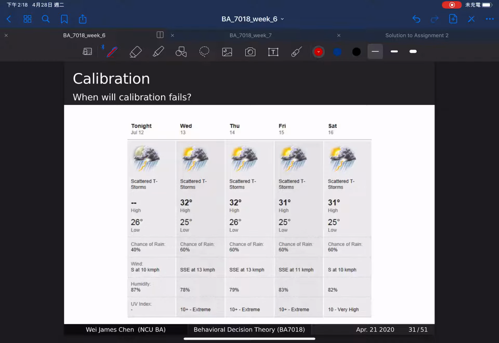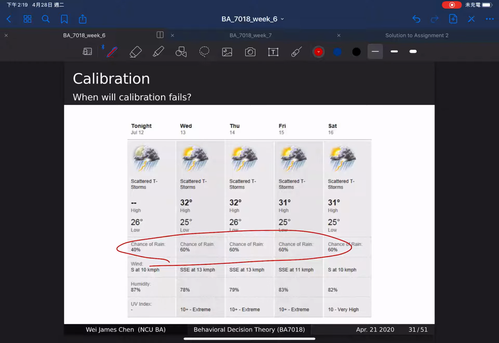Understood the idea? So, for example, this is actually the weather forecast in, I believe, Singapore, for 5 days in a week, I guess. Every day the chance of raining is basically 60% or so. If this broadcaster keeps making the 60% prediction every day, that's not really useful.